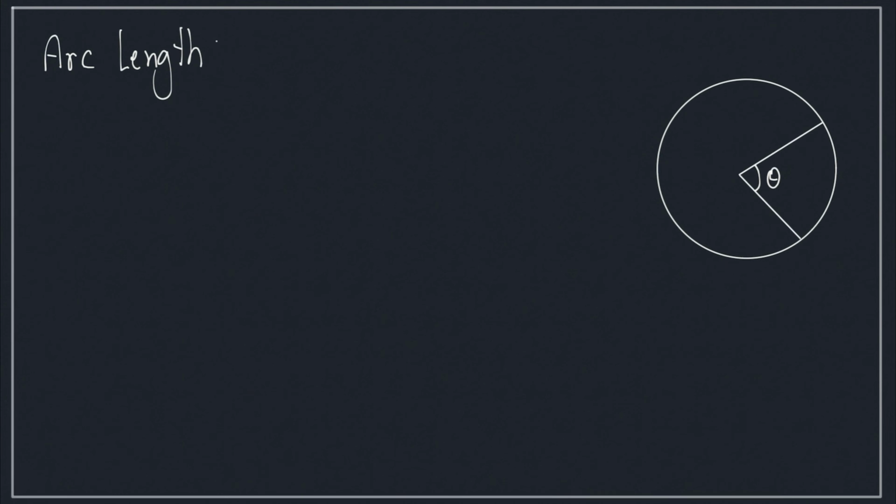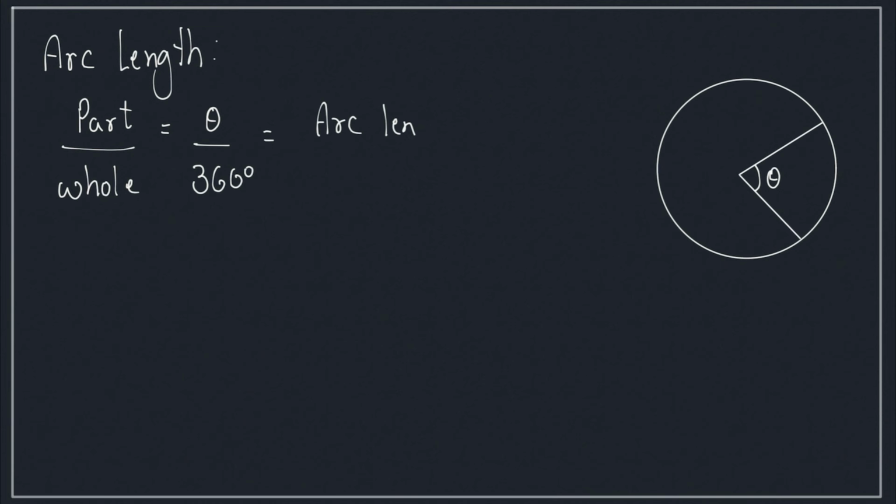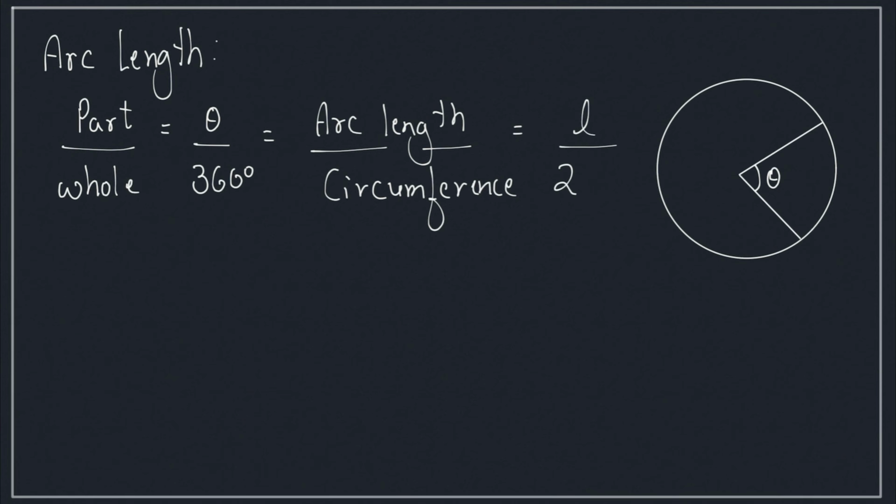We can think of this as comparing a part of a circle to the entire circle. For example, I know angle theta, and if I compare it to 360 degrees, it will be very similar to comparing the arc length to the entire circumference. Arc length is L, circumference is 2 pi r. If I know the radius and angle theta, I can easily find the arc length.